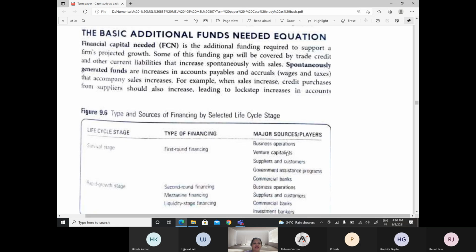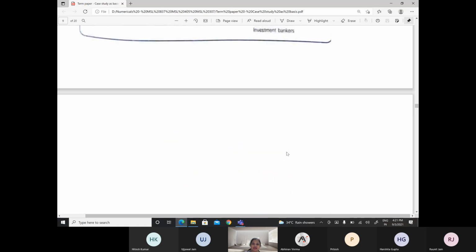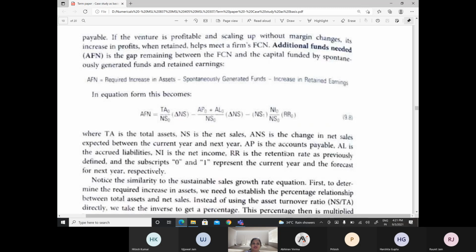Now, financial capital needed is the additional funding required to support a firm's projected growth. Some of this funding will be covered by trade credit and other current liabilities that increase spontaneously with sales. Spontaneously generated funds are increases in accounts payables and accruals, that is wages and taxes, that accompany sales increases. For example, when sales increase, credit purchases from suppliers should also increase, leading to lockstep increases in accounts payables.